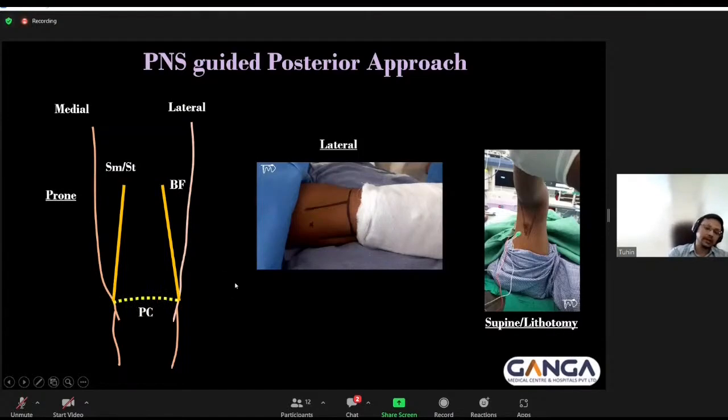The point of needle entry will be either in between the midpoint of these two tendons, almost 5 to 7 centimeter above the popliteal crease, or actually the sciatic nerve lies more close to the biceps femoris tendon, that is more laterally. Another needle entry point was described as 5 centimeter above the popliteal crease and 1 centimeter lateral to this point. So as you can see, it can be performed in prone, lateral, or even in supine position. But in supine position, again, somebody has to hold the leg.